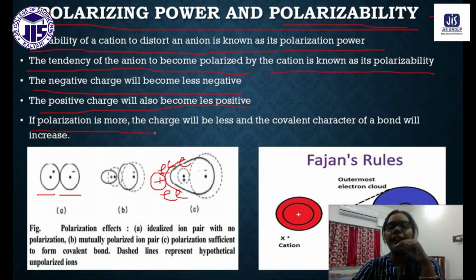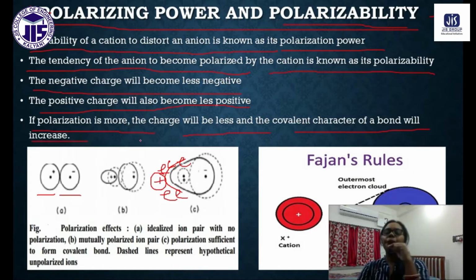So if polarization is more, the charge will be less and the covalent character of a bond will increase, and this polarization will decide whether the bond will be covalent or the bond will be ionic. Okay, so if the polarization is more, the charge will be less. That means the positive and negative elements are bonded with a covalent bond. Okay, covalent character will be high. Understand? So this is called polarizing power and polarizability.